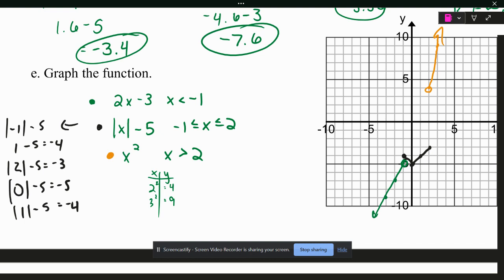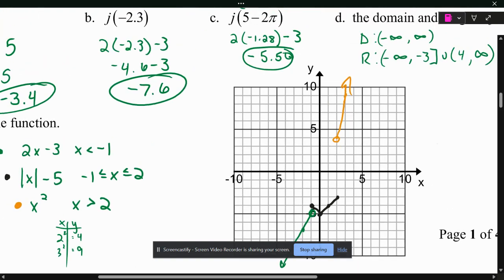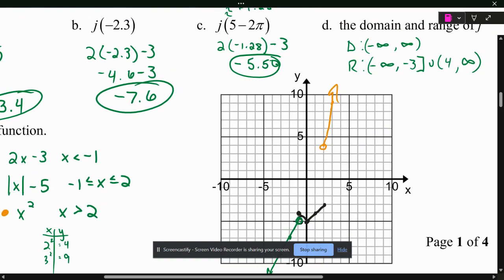Okay, a domain, if I didn't know before, this is all real numbers, negative infinity to positive infinity. Range, even though it's open there, it's closed as well. So it goes all the way up to -3, and then with a bracket, and then it stops and it becomes 4 with an open circle to infinity. Okay. Questions at all?